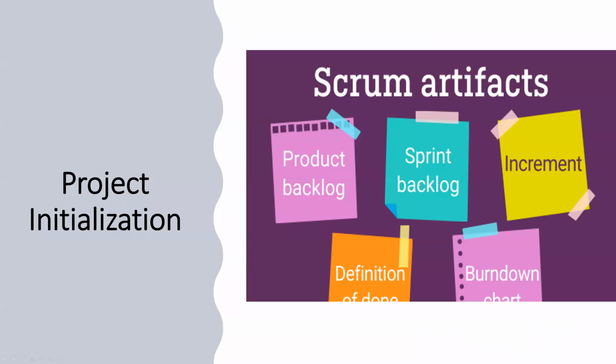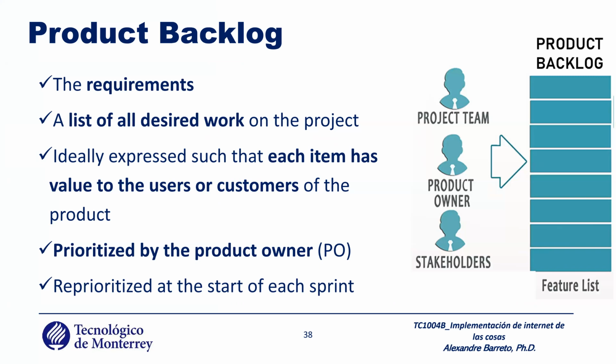So now I will start on the different artifacts that you need to generate during the Scrum sprint. The first one we already talked about is the product backlog. In other words, the product backlog is the requirements, the list of all desired work on the project. It's not a list of all desired tasks, but a list of the desired work, the final result, or the final expectation about the project.